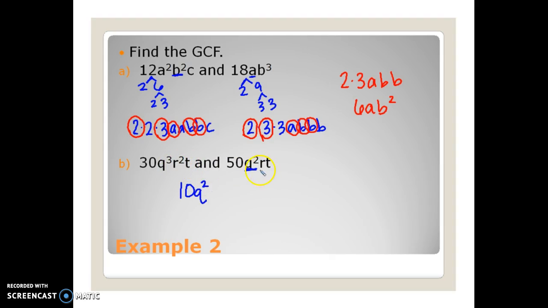R squared and r, so r is the smaller one. And then I've got t and t, both the same. So that's the smallest one. So my GCF for the second one is 10q squared r t. The more you do this, the quicker you'll be able to visualize or realize what the GCF is. If you need to, you can always make your factor trees.